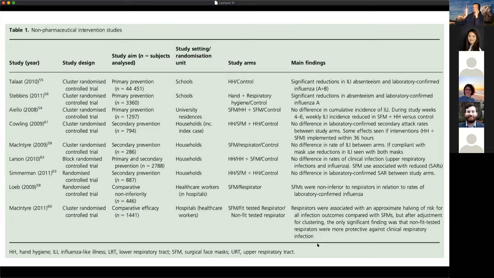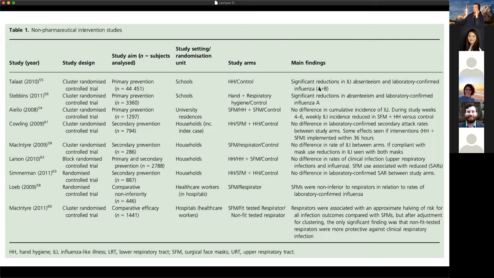And here are the major findings, right? So it's kind of all over the place. So you can see significant reductions in ILI. ILI is an abbreviation for influenza-like illness. So in these studies, they typically don't test to see that you actually have influenza. They just look for symptoms.